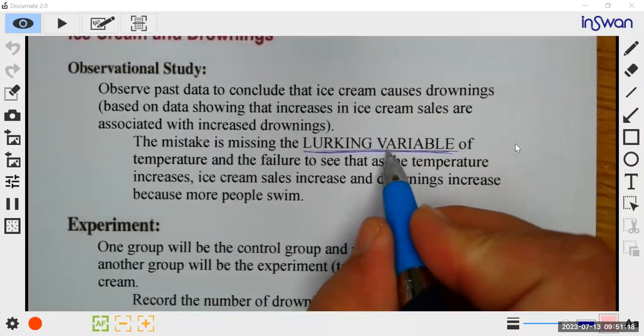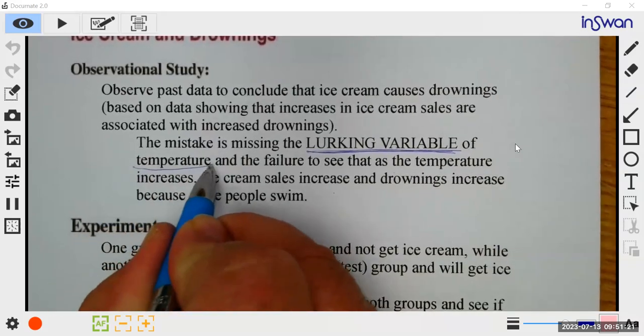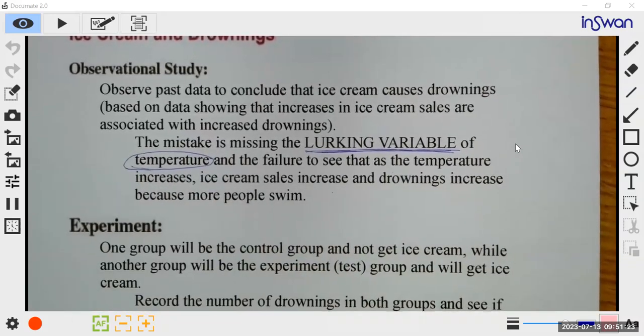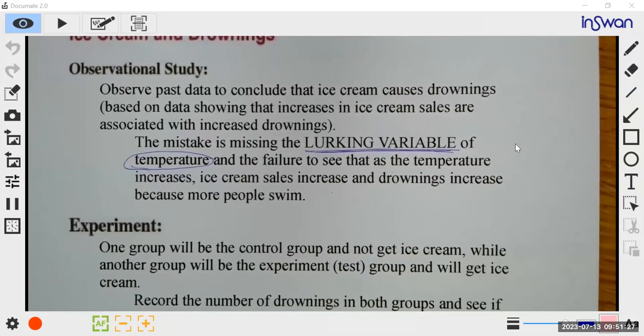So the lurking variable here is something they didn't think about. Temperature. All they saw was the number of ice cream sales go up and number of drownings go up.